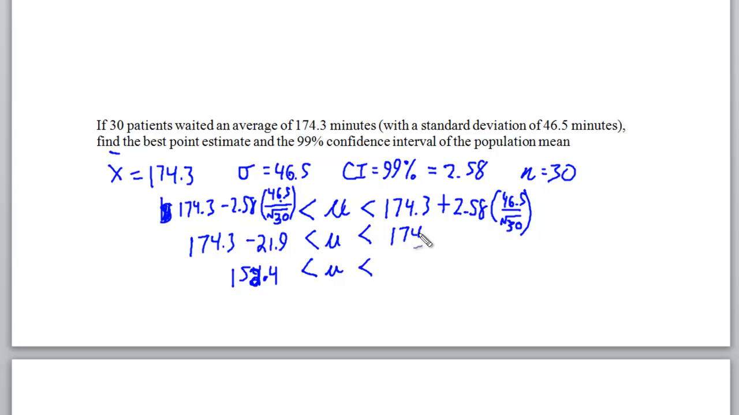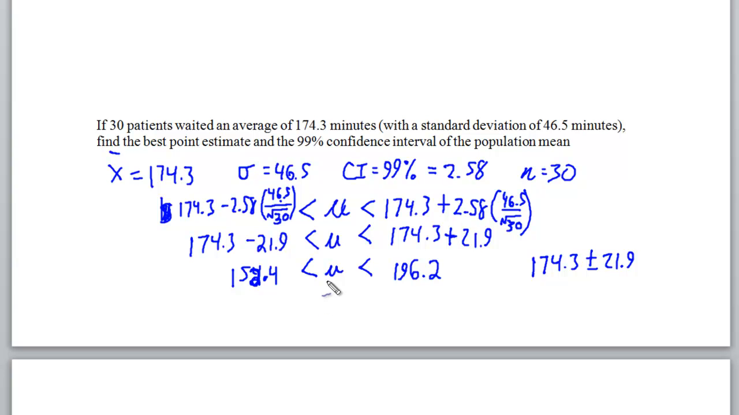That's 174.3 minus 21.9, or plus, sorry. And that gives me 196.2. Therefore, we've got the average of the Americans' wait in hospitals in the emergency rooms, and this is taken from the book, so don't blame me for this data, is going to be 174.3 plus or minus a waiting time of about 21.9 minutes with a 99% confidence interval.